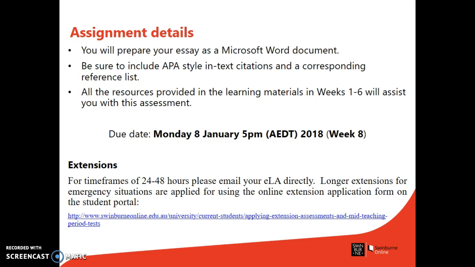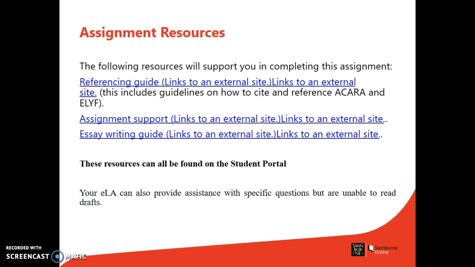Please also be aware that it's a pretty quick turnaround to assignment 3, so you really don't want to be asking for really long extensions, because otherwise you're not going to be able to catch up, and this may put your marks release date in jeopardy later on in the teaching period. So just keep that in mind when you are applying for your extensions.